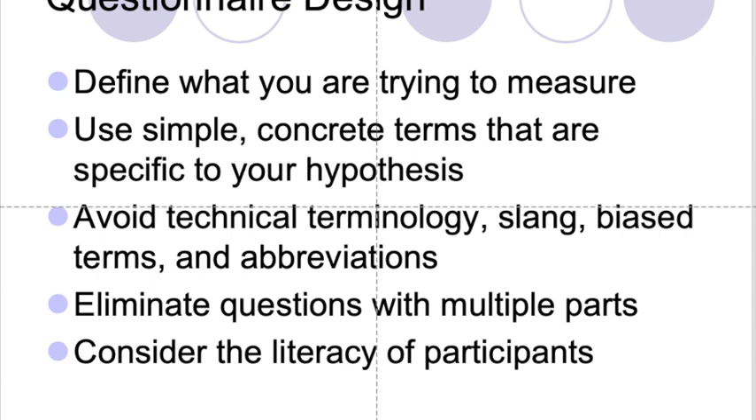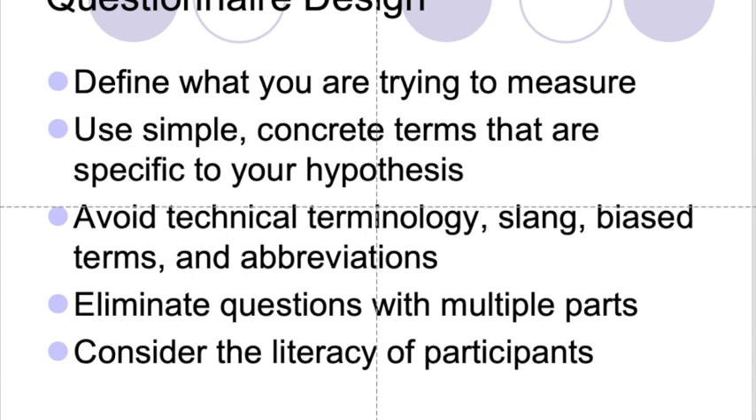If you ask about stress, you should be very clear. Are you talking about physical stress? Are you talking about emotional stress? Are you talking about stress from school or work? Those kinds of things will make a difference based on the population you're surveying. Avoid technical terminology or slang that your participants might not know. You don't use abbreviations unless you're sure that all of your participants know them. And you'd be surprised at how often sometimes participants don't know things.